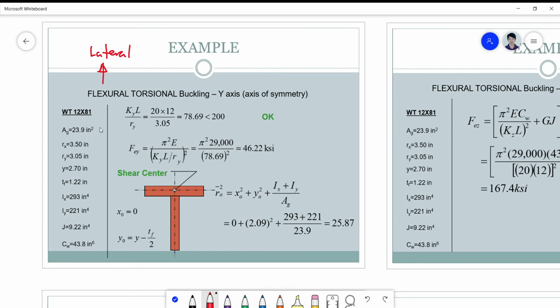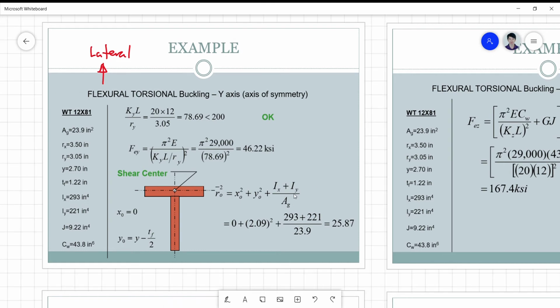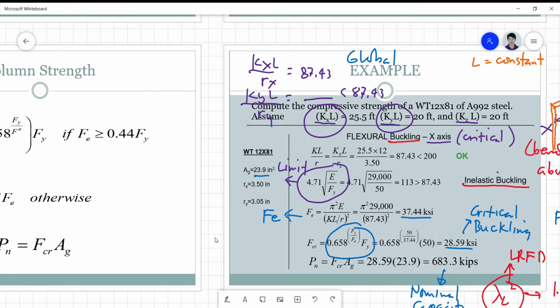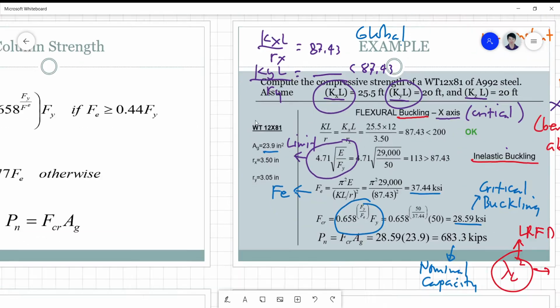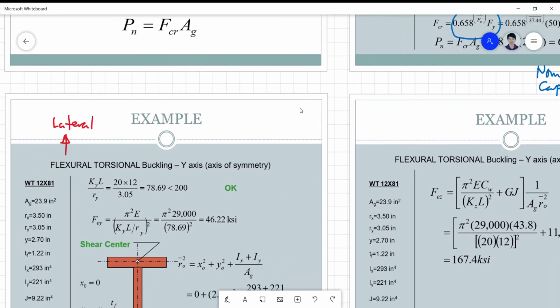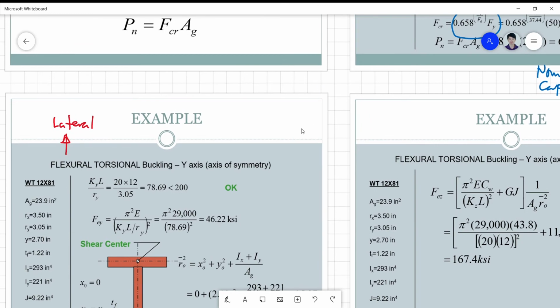Okay, so first things first. This is the same problem. I think this is WT 12 by 81. So let me check if it's the same problem. But I think it's the same problem here. Okay, it's a 12 by 81. So it's like a continuation of the first problem a while ago. Okay, so it's a T-section.